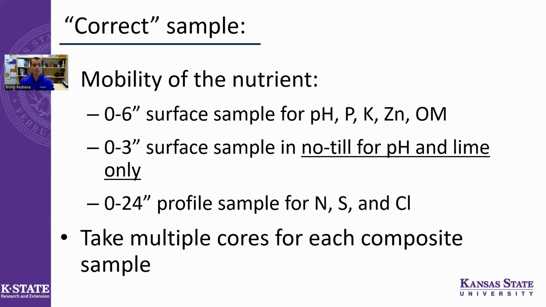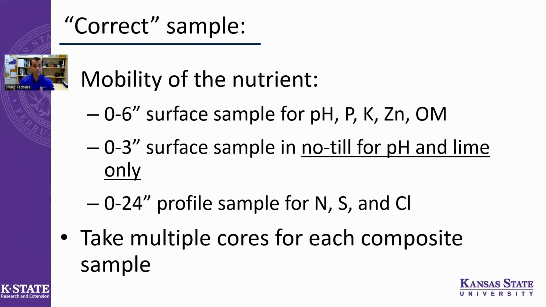Overall, we should have a 0 to 6 inch depth when we are trying to identify pH, phosphorus, potassium, zinc, and organic matter. However, if you are in a no-till situation, you want to figure out what you have there in terms of pH to address a lime application, you can go 0 to 3 inches and you have a good number. And based on that, we will be able to get a good lime recommendation.